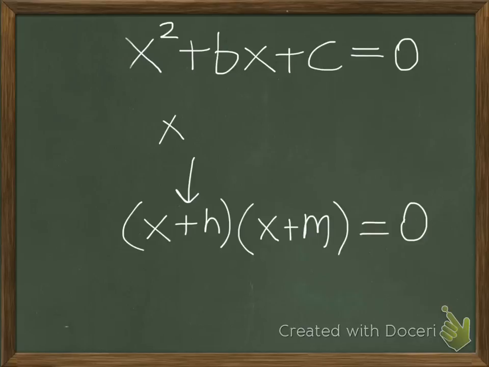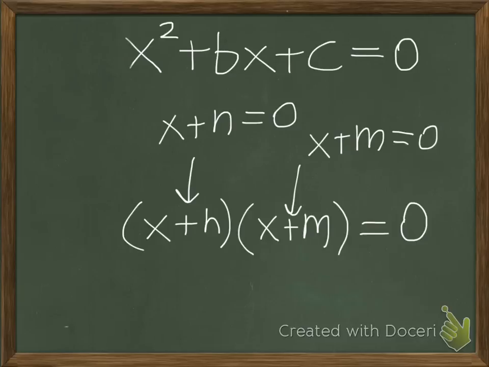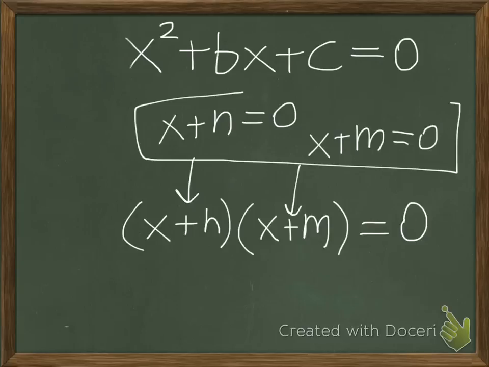So if x plus n equals 0, then this whole thing will equal 0, because x plus n, which is 0, times x plus m will be 0. This thing could also equal 0. If this thing equals 0, that means this whole thing will equal 0, because if you multiply anything by 0, you get 0. So after we factor the quadratic, we get two equations, x plus n equals 0 and x plus m equals 0, and then we can solve both of them for x, and then we have our solution.